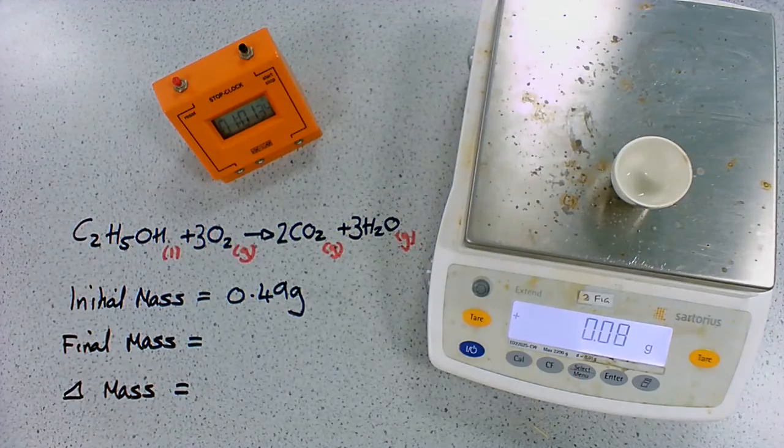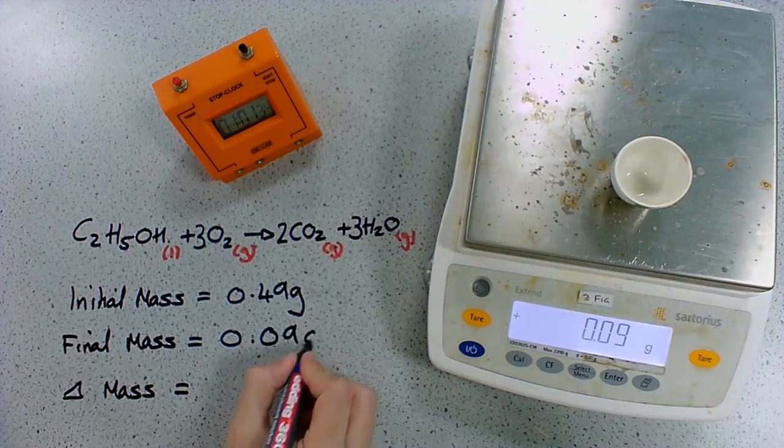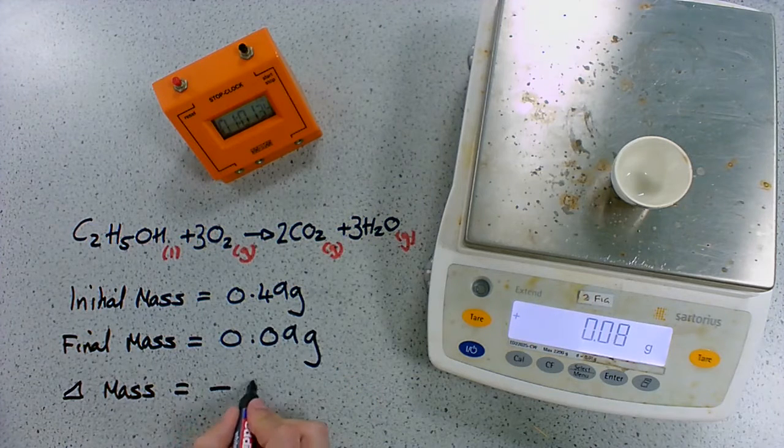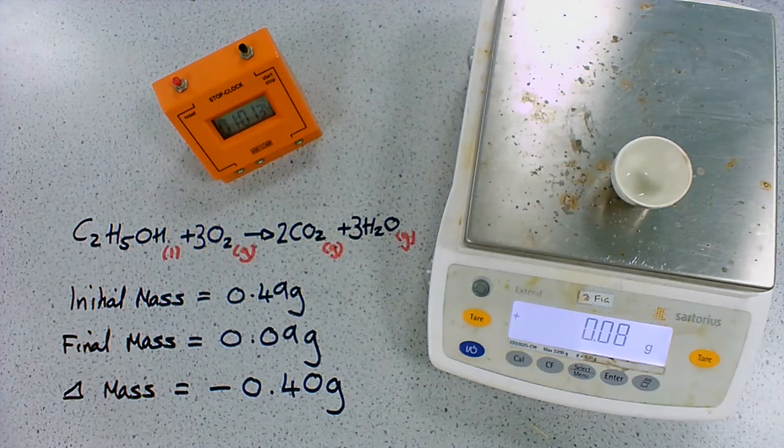Yet, looking at the reaction on the balance, we can see that it's decreased to 0.09 grams. So it has decreased by 0.4 grams. It's very clearly gone down in mass, and it's continuing to go down in mass. So why did it go down? If conservation of mass is true, we would expect the mass of the reaction to stay the same.